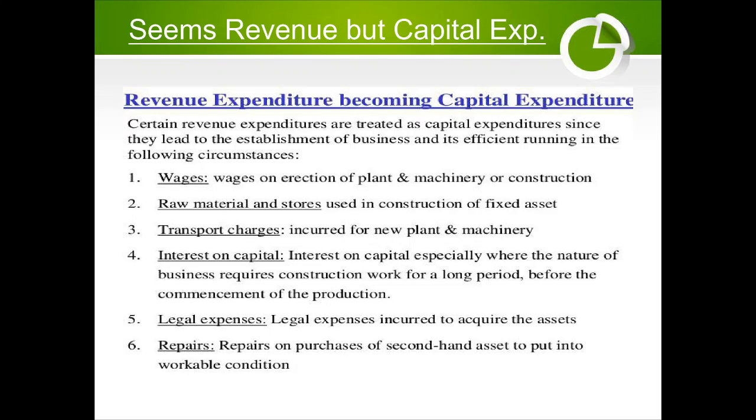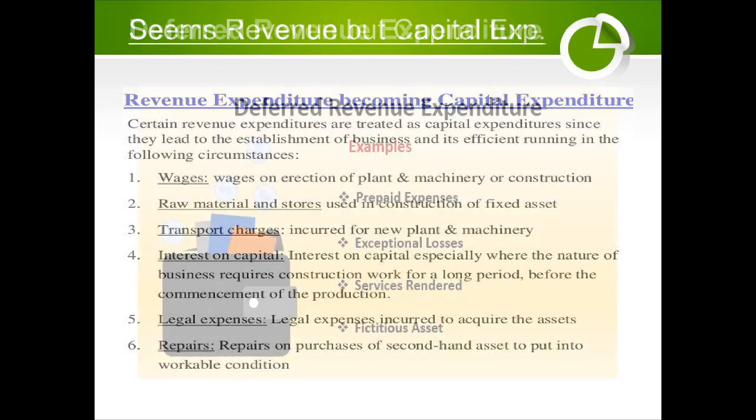Why? When we purchase a second hand asset, unless we repair it, it will not be in working condition. So it is being made on creation of a new fixed asset. So these expenses are capitalized. It is not on maintenance or repairs. It is not a routine expenditure. It is non-recurring in nature, and the benefits are derived for the long term as earning capacity improves or a new fixed asset is created or acquired. So these are examples of capital expenditure, although they seem like revenue expenditure.